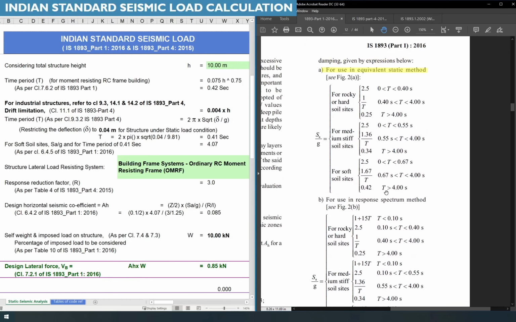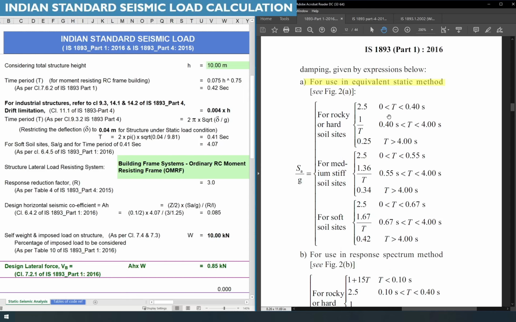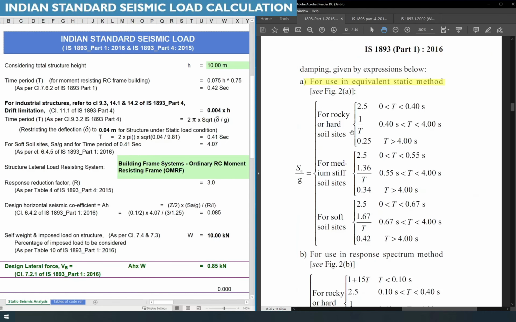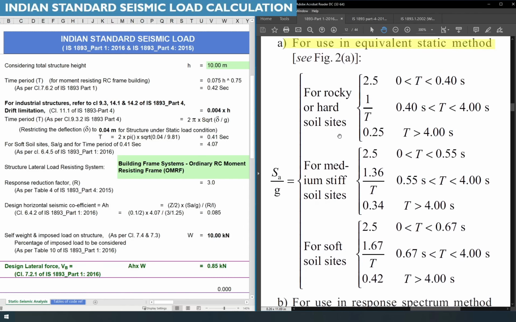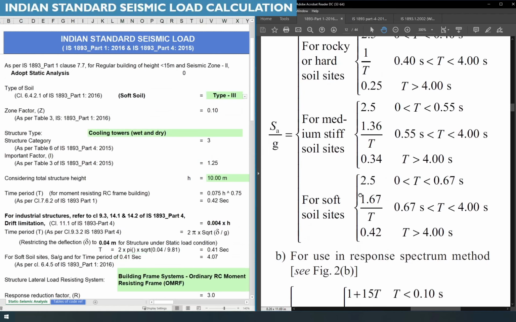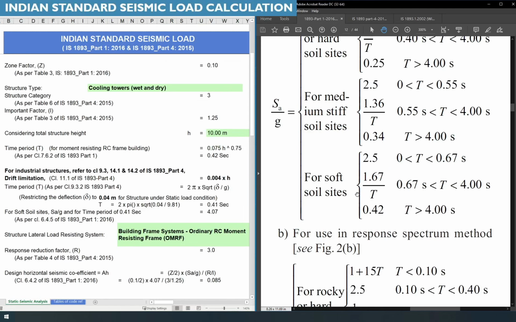So here you can see there are two subclasses, A and B. A is meant for the equivalent static method and B is meant for the response spectrum method. So in our case, as we are going to calculate as per the static method, the first case is applicable. There are three categories to find the Sa/g value according to the soil condition. In our case, the soil type is 3, so soft soil is to be considered. So the final, fourth one is to be adopted.